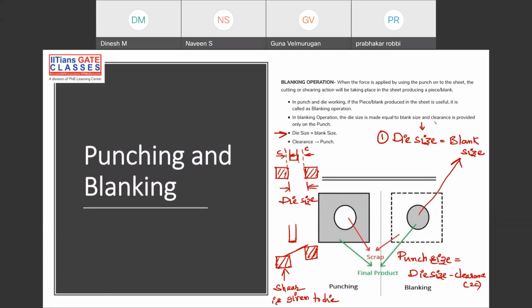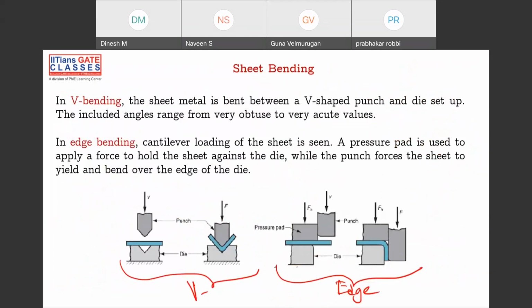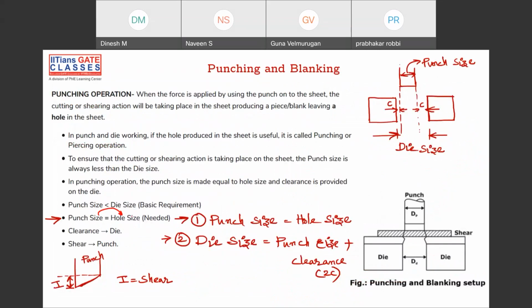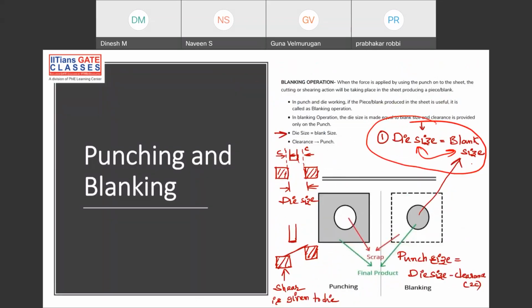So very important points. Die size is equal to blank size. But please remember, die size is equal to blank size here, and here punch size is equal to hole size, because after making the hole it should be precise. Here, after making the hole, in the sense the blank should be precise. That's the reason why blank is equal to die size here. Very important point here. Okay, fine. So now I hope I made both the operations a little bit clear, right? I didn't discuss in very much detail, but I hope you understand the concept of it.